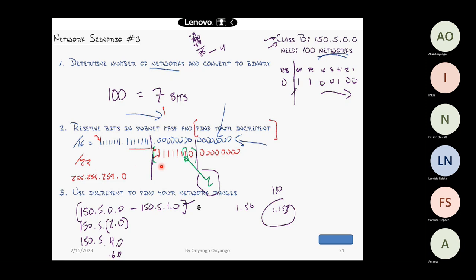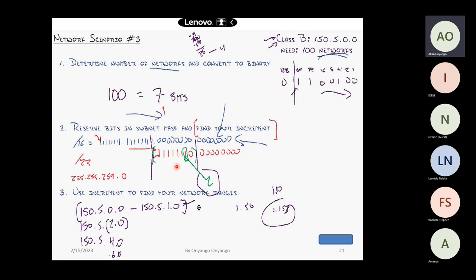255.255. What here? 128 plus 64 is 192. Plus 32 is 224. Plus 16 is 240. Plus 8 is 248. Plus 4 is 252. Plus 2 is 254. Very good. So we'll have 254 on the third octet, and then the last octet will be all zeros there.